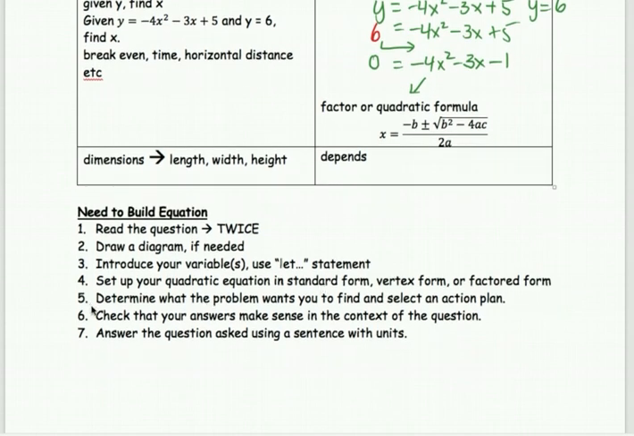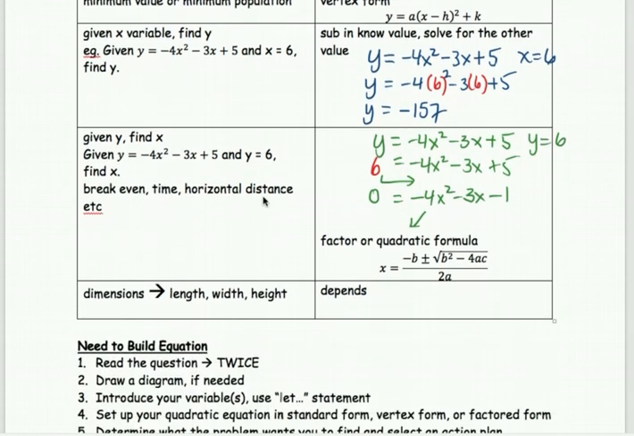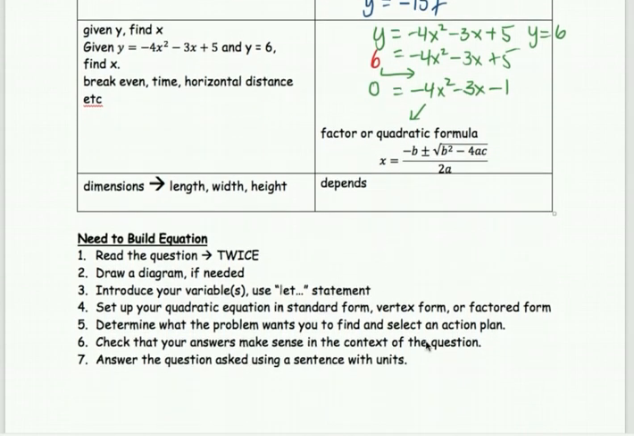Okay, so once you build your equation, determine your action plan. Figure out, does it want max or min? Okay, get to the vertex form. Does it just want you to find y? Great, then just sub it in. Does it want you to find x? Okay, well then use factoring or the quadratic formula.